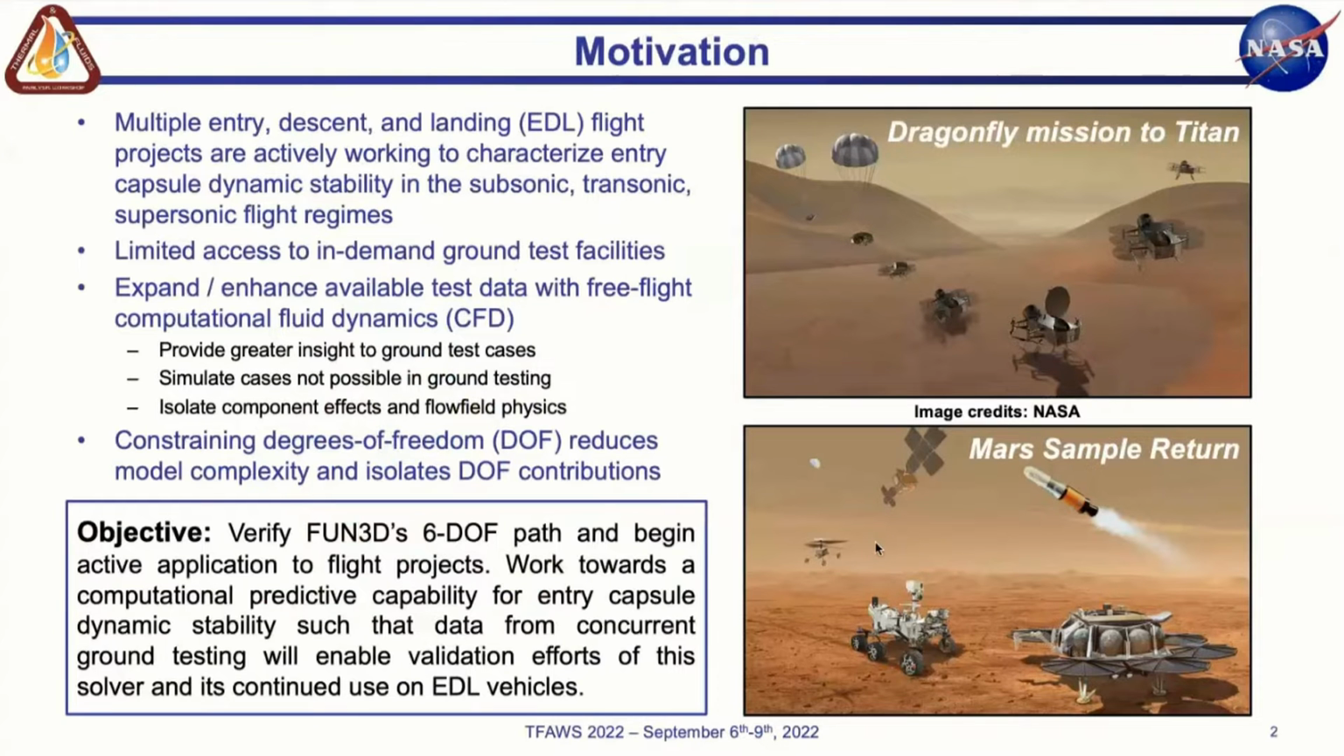So a little bit about the motivation for this work. Currently, there are multiple entry, descent, and landing flight projects that are working to characterize their dynamic stability. Among those is the Dragonfly mission to Titan and the Mars sample return mission, specifically the Earth entry system that we were just hearing about. Although these are very large and important missions, there's still limited access to in-main ground test facilities, as we're not the only ones that want to use them. And so anything we can do to expand our predictive capabilities is extremely useful.